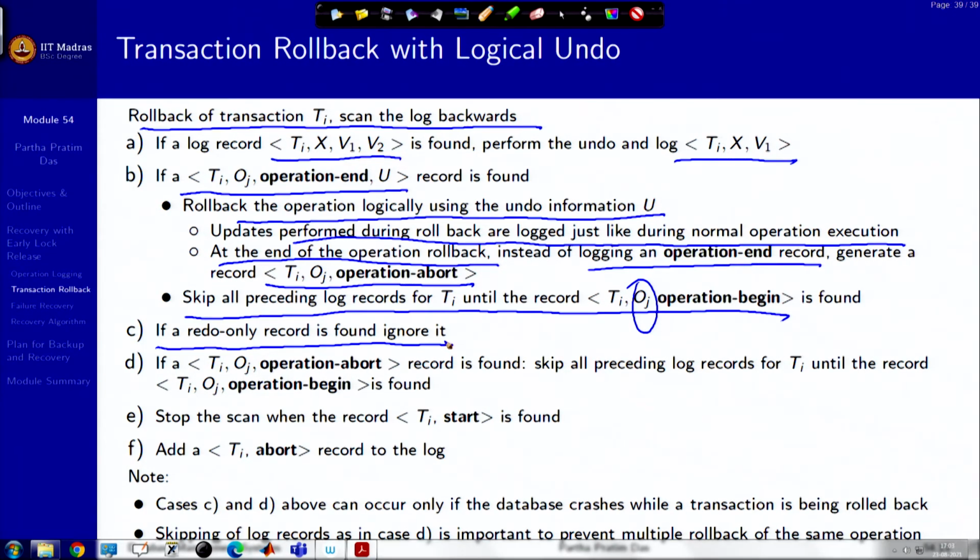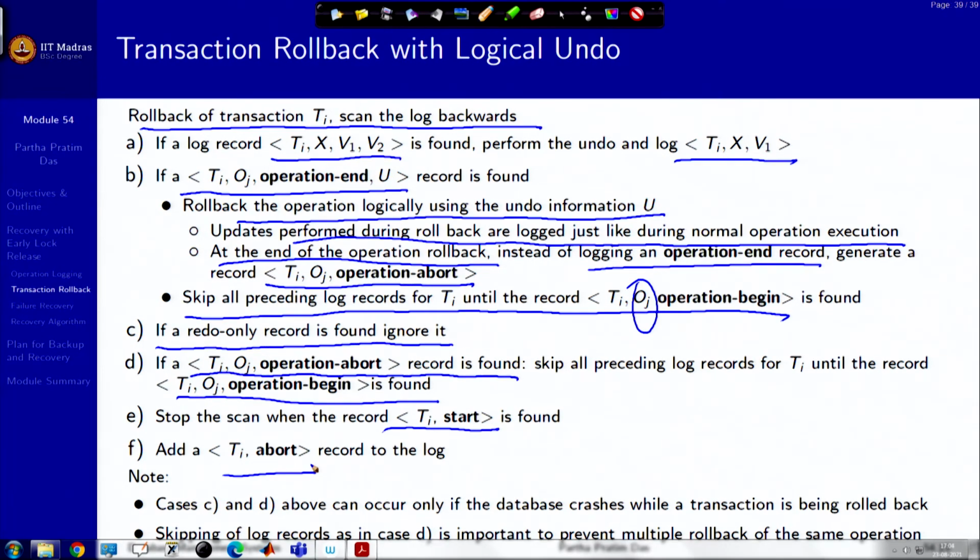If a redo-only record is found, ignore it, you do not need to take care of that. If, in going back in this way, you find an operation abort record, then you will skip everything up to the operation begin, because an operation abort record means that some operation earlier was logically undone, right. So, you do not need to do anything for that. And finally, when you get back to Ti start, the beginning of this transaction, naturally what you do, you add Ti abort. So, this is how you will roll back the transaction with a logical undo.